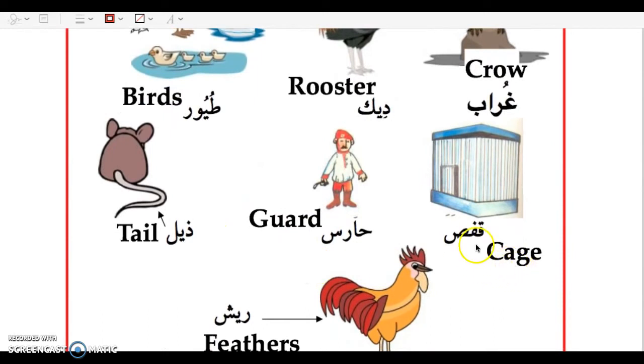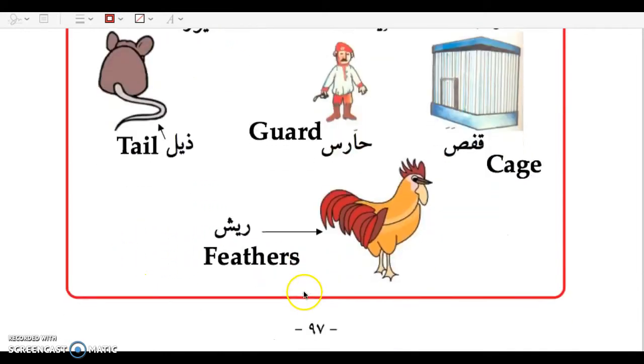Continuing. قفص, قفص. حارس, حارس. You will get used to saying this letter ha. I know it's hard for non-native speakers, but with practice you will get it. I've met people that aren't native speakers that have got it. So don't worry too much. حارس. ذيل, ذيل. ريش, ريش.